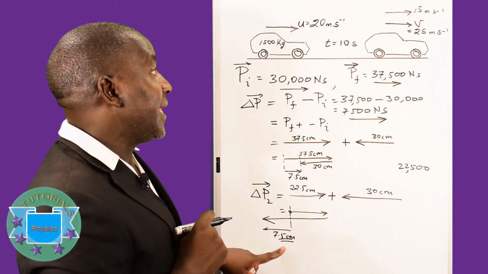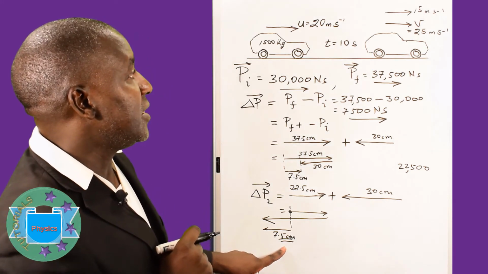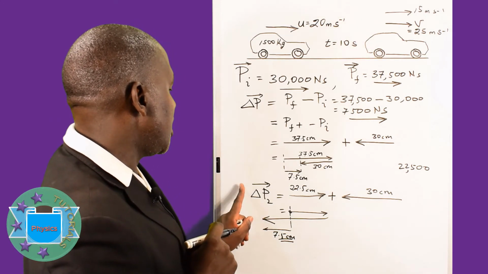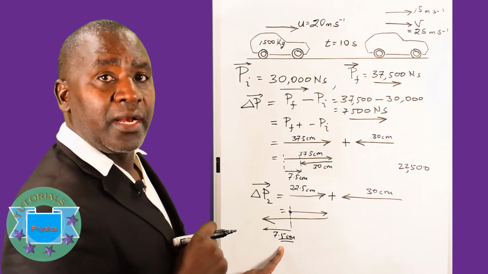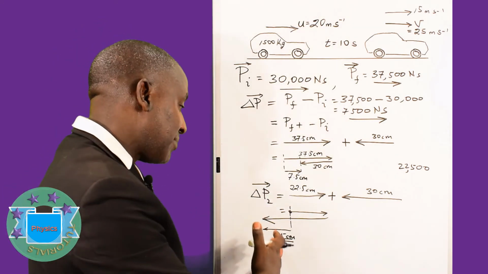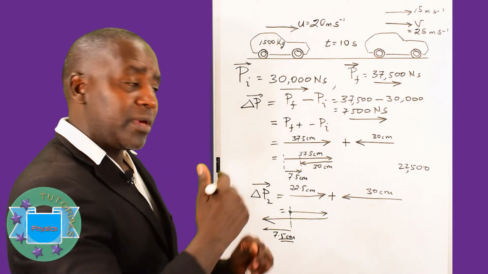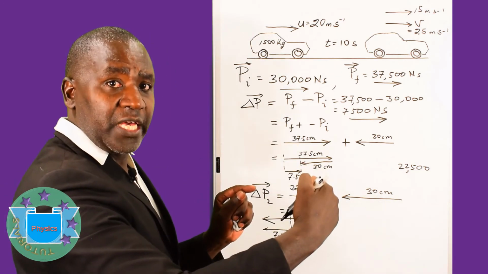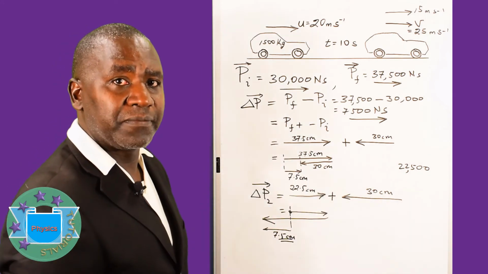Again, the change in momentum has now a negative value, because we are taking the change in momentum to the right to be positive. Anything to the left will be negative.